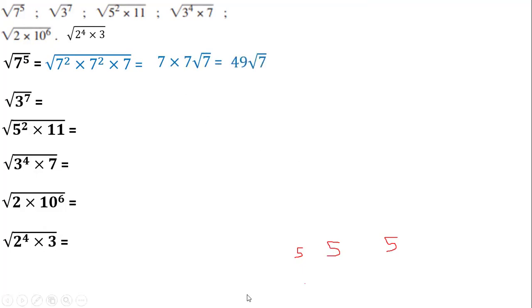Let me erase these numbers I have written here. Let me take the eraser and I will erase these numbers.